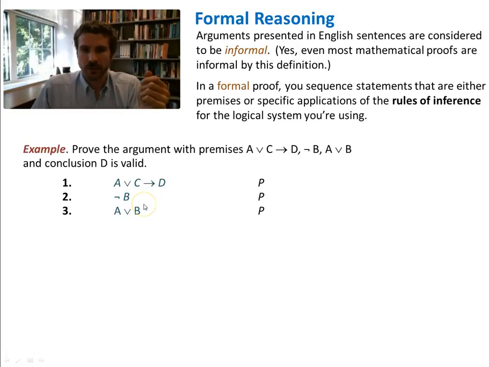So let's take a look at this, for example. What are we looking at? We want to be able to show that D is true. We know that A or B is true, and we know that B is not true. So that means A's got to be true, right? And if A is true, then A or C is true, and that implies D. This isn't hard to see.